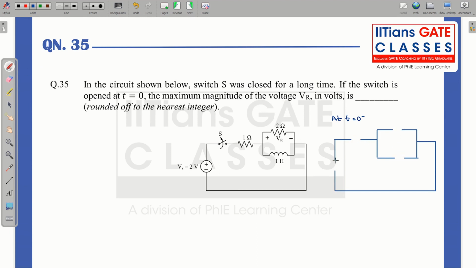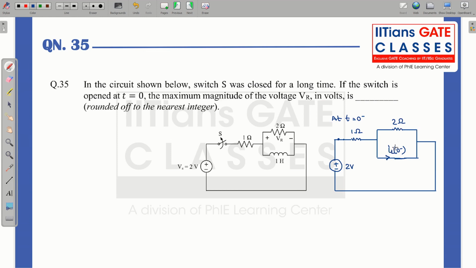So this will be 2 volt. There is this switch connected. So the switch is connected. So we have 1 ohm over here. This is 2 ohm and the inductor is short circuited. So what is your IL0 minus? You can see basically as this is short circuit, so 2 ohm will also be shorted out.